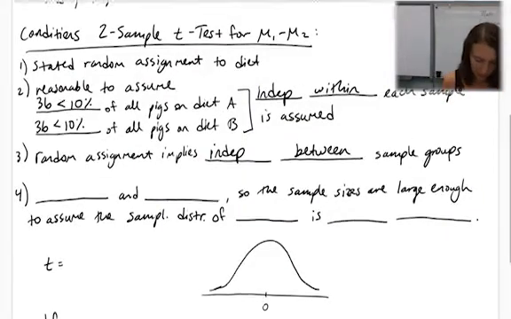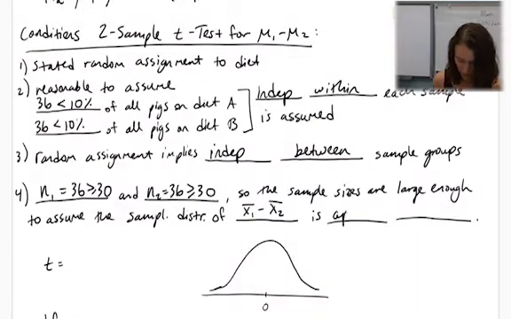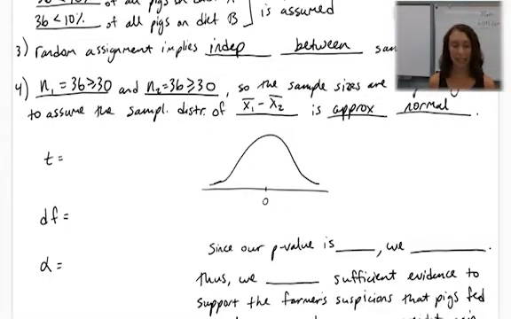And the fourth one, we have n sub 1 equals 36, which is at least 30. And n sub 2 is also 36, which is at least 30. So the sample sizes are large enough to assume the sampling distribution of x1 bar minus x2 bar is approximately normal. All right, so now we get to do our mechanics.